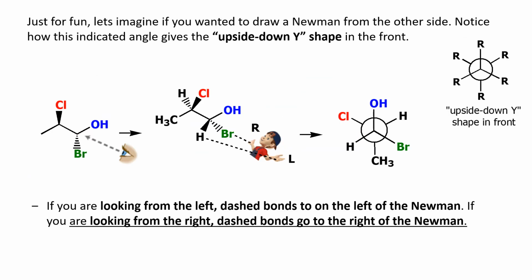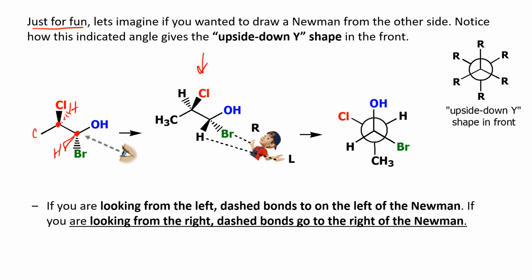Now, like I said in the slide here, just for fun, this was not part of the problem. Let's imagine if we look at it from the other side, if we apply all the same rules, but looking at it from the other side, looking at the same bond axis, just from a different perspective. So step one was to draw in your hydrogens. So we're going to draw our hydrogen there. We have a hydrogen here. So that's what I have here. I've put my hydrogens in.